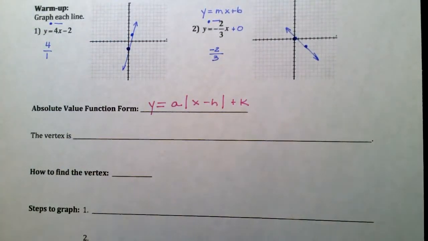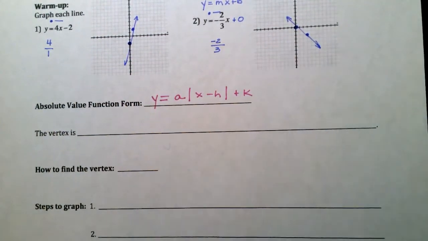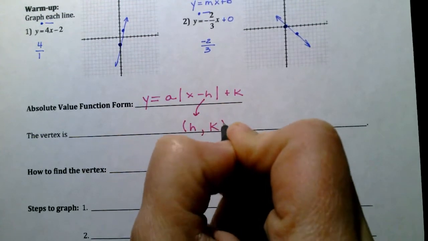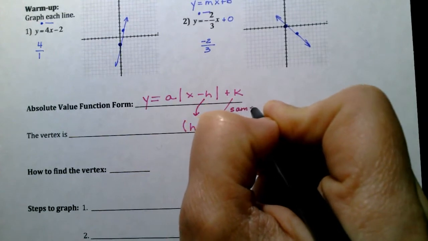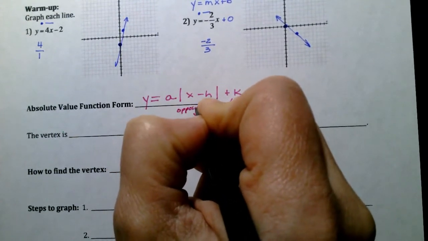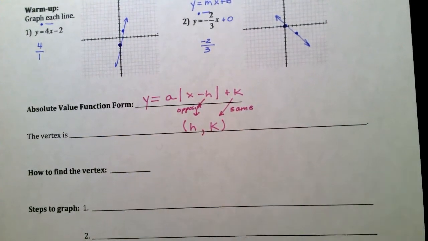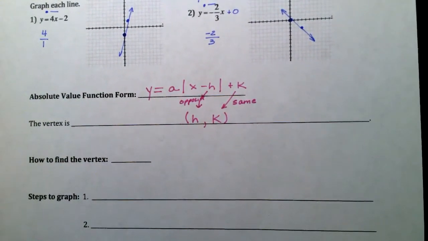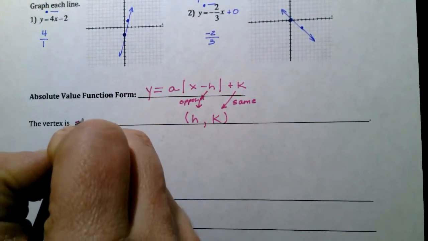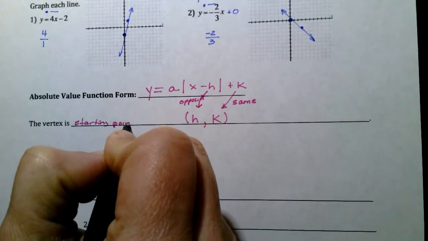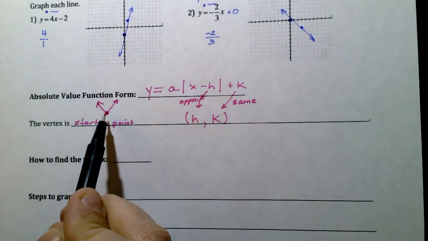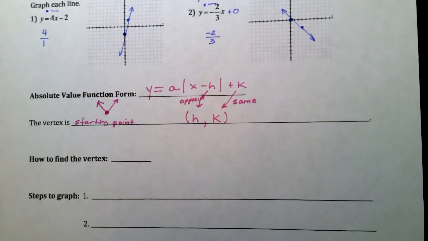So the vertex, like if you remember when we graph lines, the vertex always started at the y-intercept. Our vertex for this is going to be located at h, comma, k, where the k is exactly the same and the h is going to be the opposite of whatever is written there. So the vertex is simply the starting point. This is the shape of absolute value. This is what we mean by the vertex. This is going to be our starting point right there. I'm going to describe how to find the vertex right now.